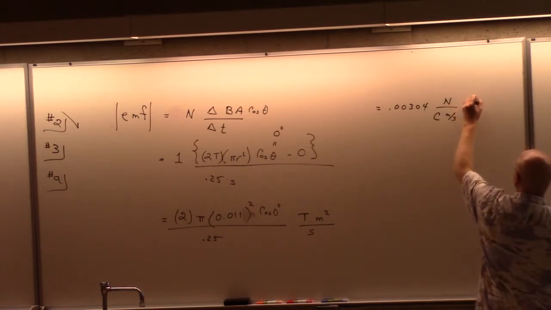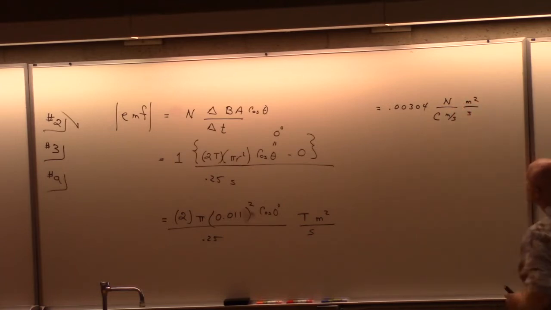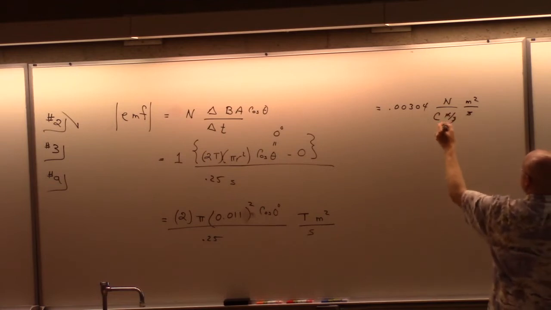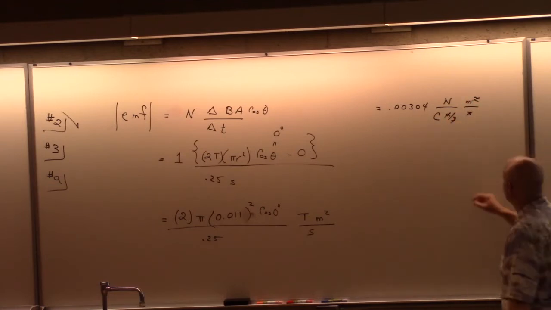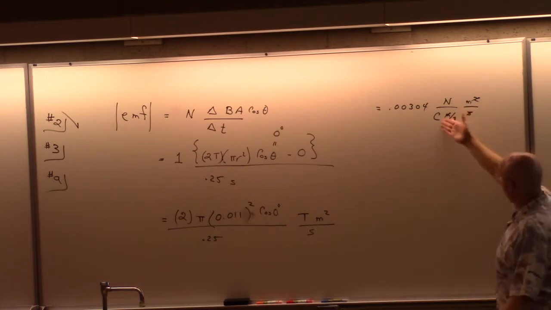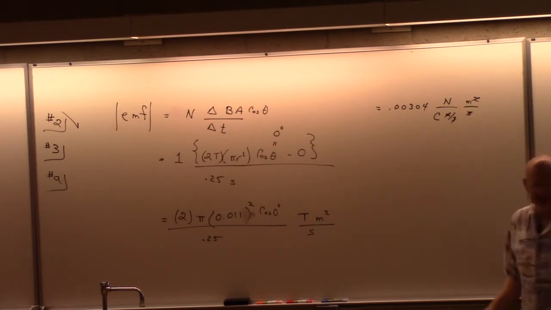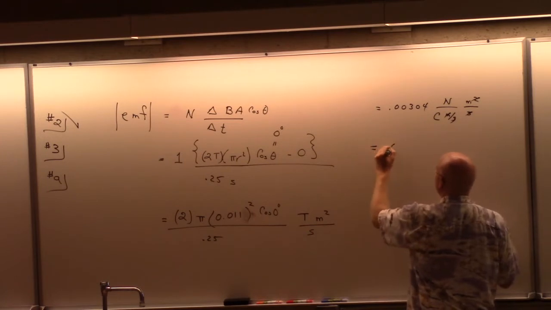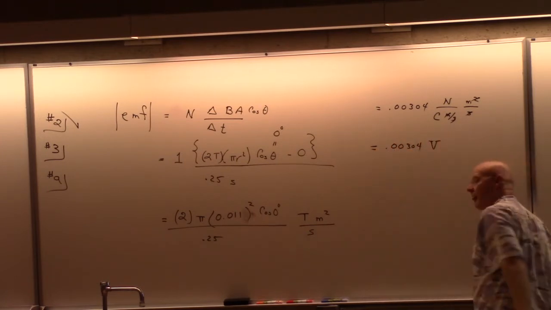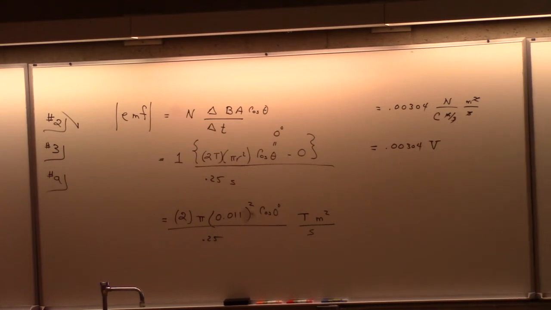So then I'll have a meter squared over a second. And so these 2 seconds cancel off, these 2 meters cancel off. Then you have a Newton times a meter, which is a joule. So then I have a joule over a coulomb, which is the definition of a volt. Yay!